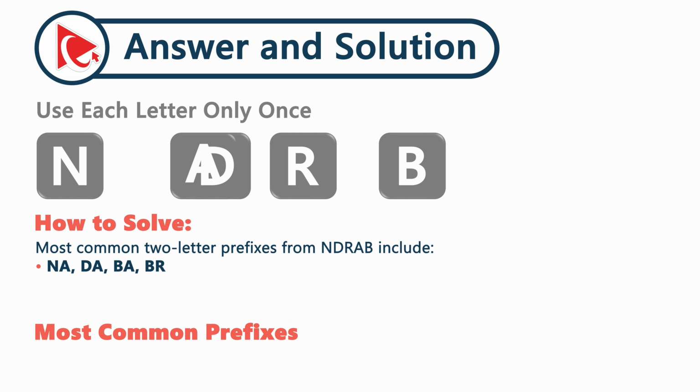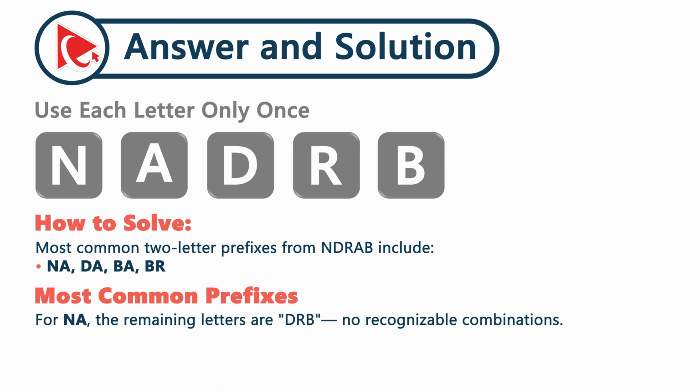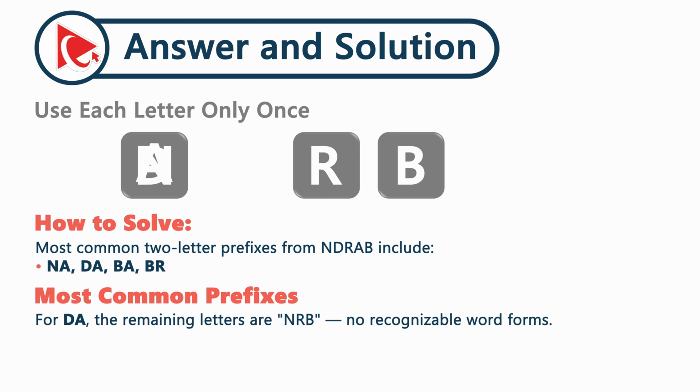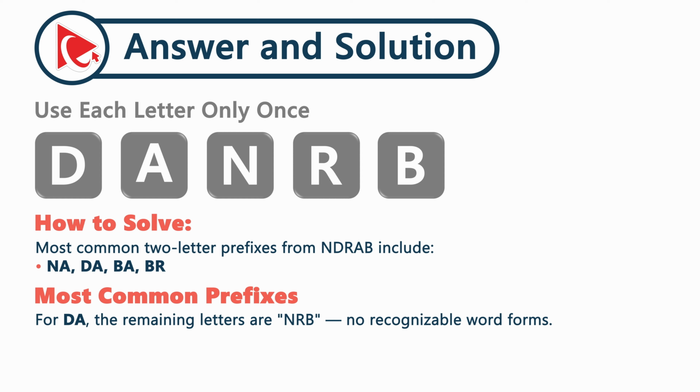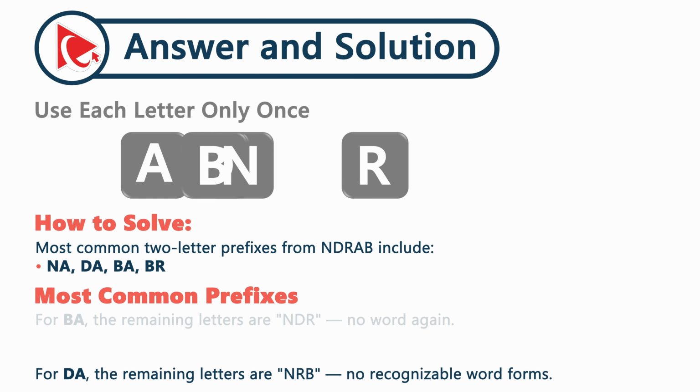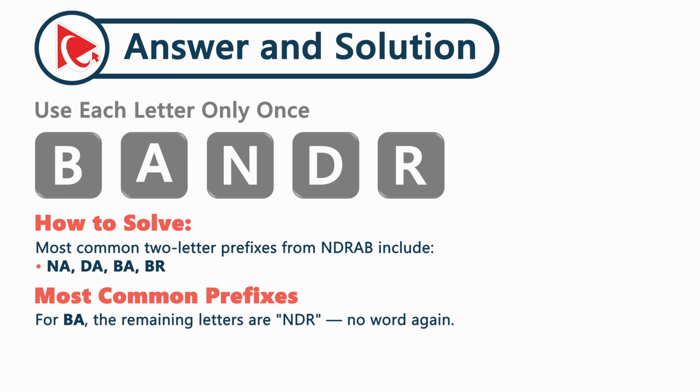For the prefix NA, the remaining letters are D, R, and B, and there are no recognizable combinations here. For the second prefix, DA, the remaining letters are N, R, and B, also no recognizable word forms. The same is true for the prefix BA. The remaining letters N, D, R do not form any word.